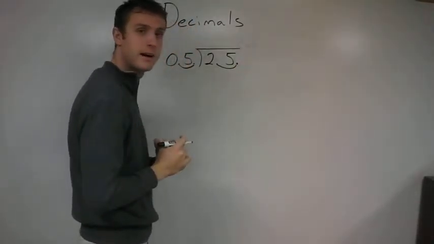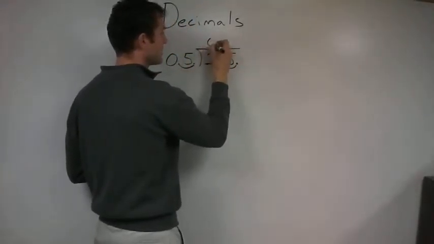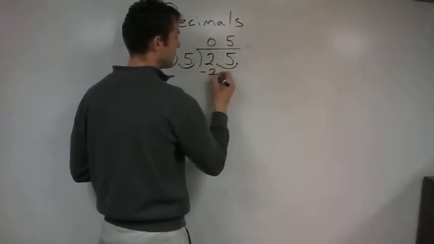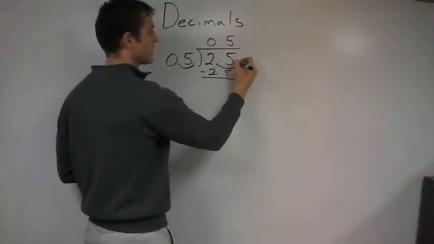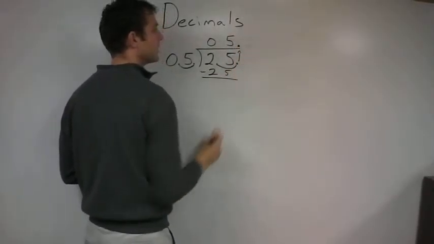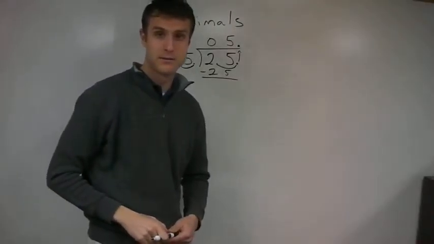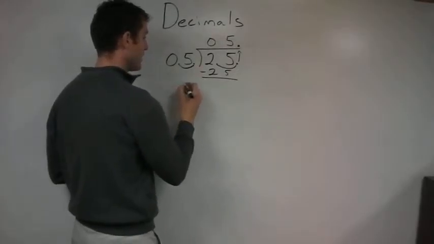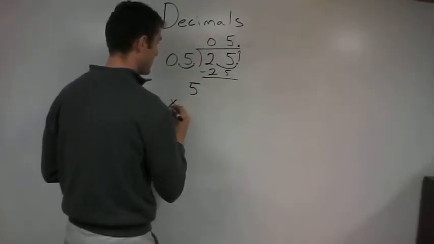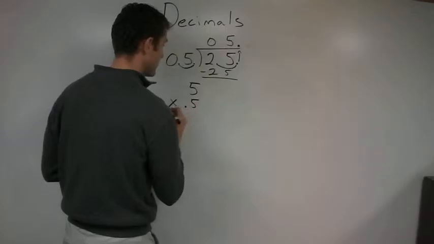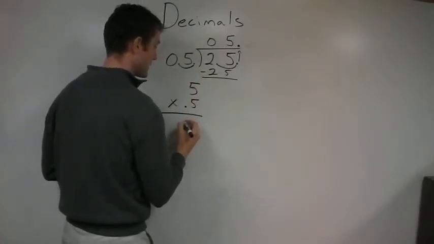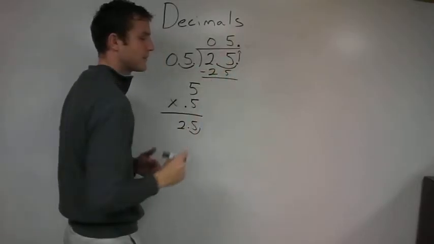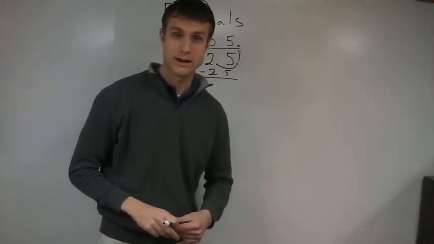That makes it 25. 5 goes into 2, 0 times. 5 goes into 25, 5 times. There is no remainder. So my answer, moving the decimal straight up, would be simply 5. I can always check my answer by multiplying back with my original numbers. 5 times 0.5. 5 times 5 is 25. I have 1 decimal, 2.5. That was my original, so that is correct.